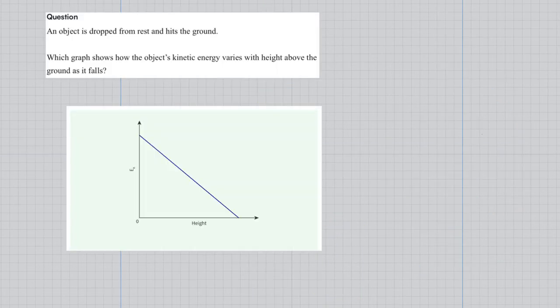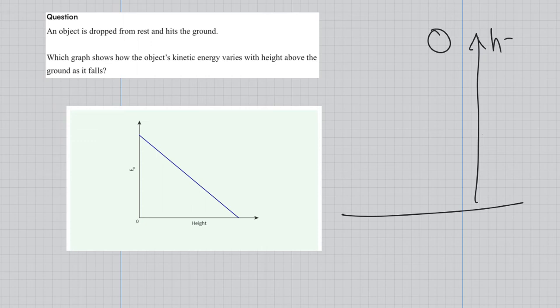So this question says, an object is dropped from rest and hits the ground. Which graph shows how the object's kinetic energy varies with height above the ground as it falls? Our best answer is going to be this one, and so let's talk about why. The greater the height, if that's our maximum height, our kinetic energy is going to be 0. And then as that object falls, as our height decreases, our kinetic energy should increase.